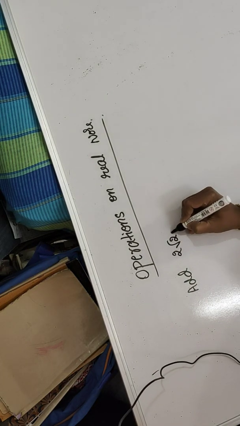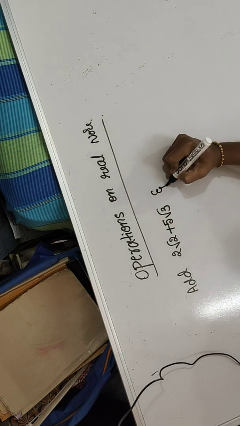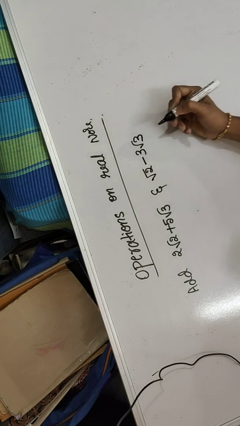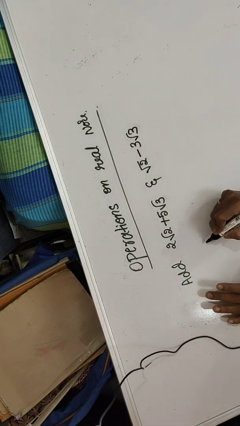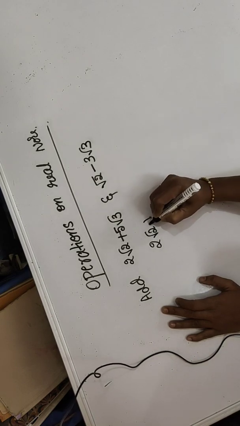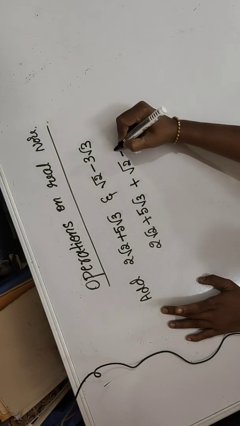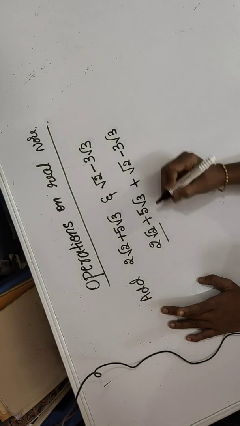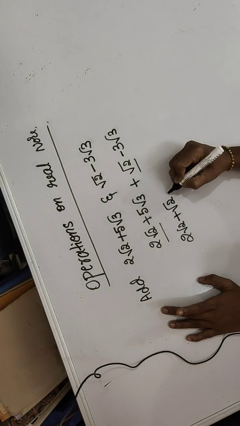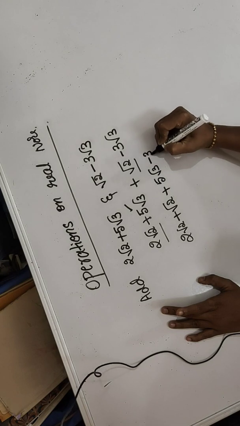2 root 2 plus 5 root 3 and root 2 minus 3 root 3. Yes, this one we have to add. So add 2 root 2 plus 5 root 3. Add is there, so plus root 2 minus 3 root 3. Now collect the root 2 terms together. 2 root 2 here plus root 2 is there. Next over root 2 terms. Next root 3 terms, 5 root 3 minus 3 root 3.